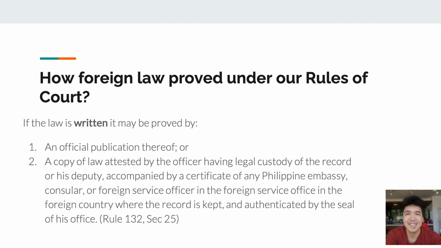How is foreign law proved under our Rules of Court? There are 2 scenarios here. If the law is written, it may be proved by 1, an official publication thereof, or 2, a copy of the law attested by the officer having legal custody of the record or his deputy, accompanied by a certificate of any Philippine embassy, consular, or foreign service officer in the foreign country where the record is kept, and authenticated by the seal of his office. It was provided by our Rules of Court under Rule 132, Section 25.